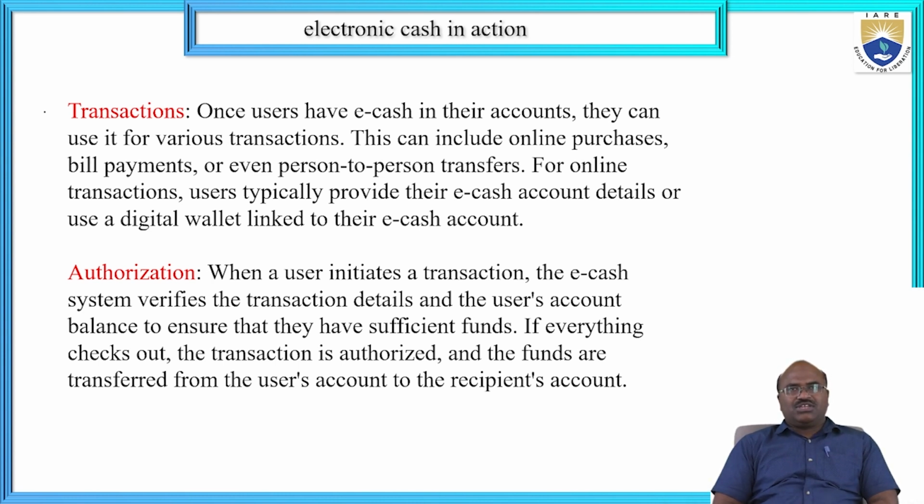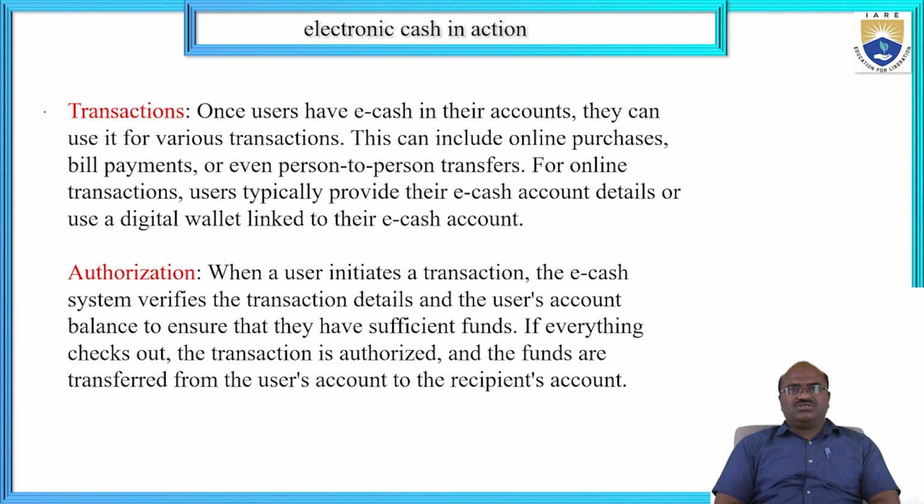Money should be very secure and trustworthy. Money data, any digital cash or physical cash, whatever it may be, that data should be very trustworthy and secure also. One of the important characteristics is called authorization. What is meant by authorization in electronic cash in action? Authorization is a common word, but how is it applied in electronic cash in action?